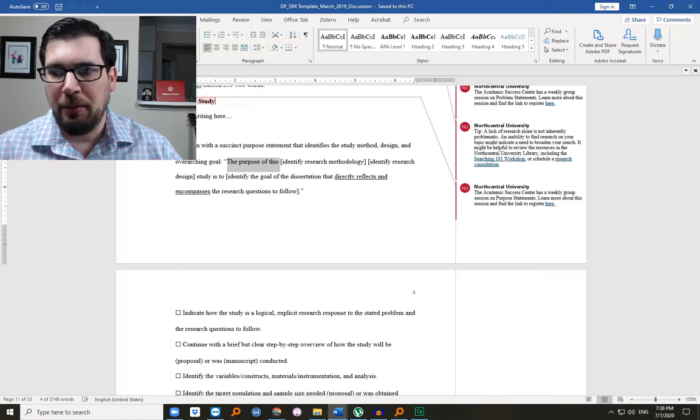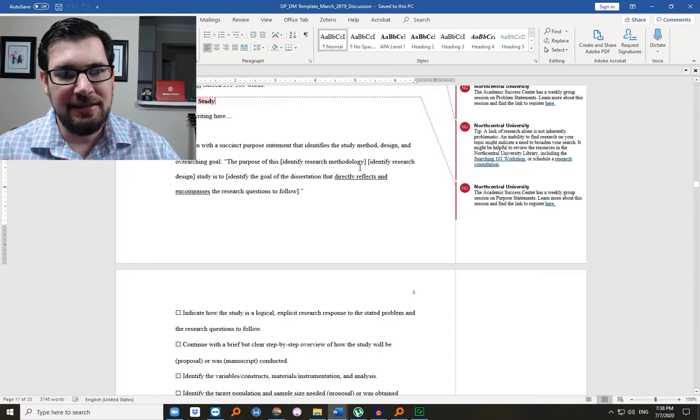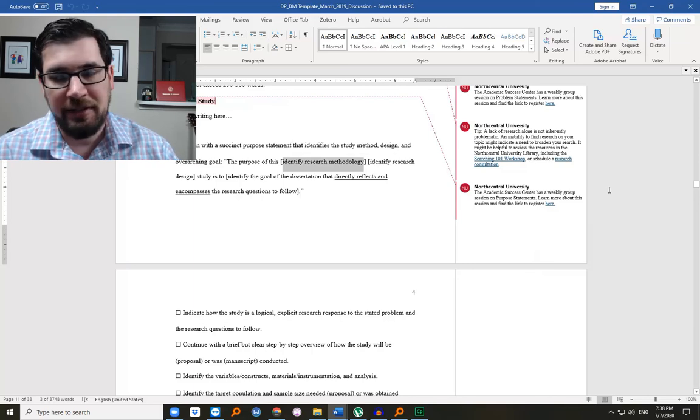So here you're asked to do three things. Identify the study design. Identify the methodology. And then identify your overarching goal of the study, the goal of the dissertation that directly reflects and encompasses the research questions to follow.